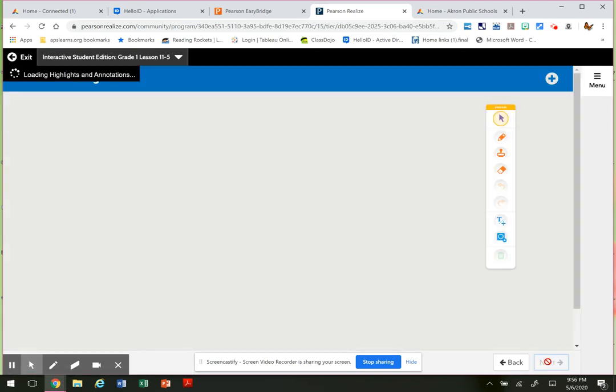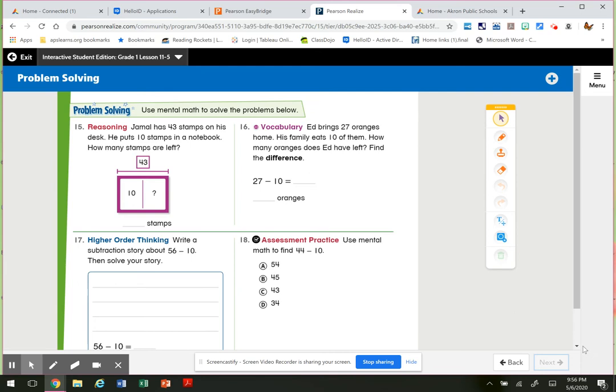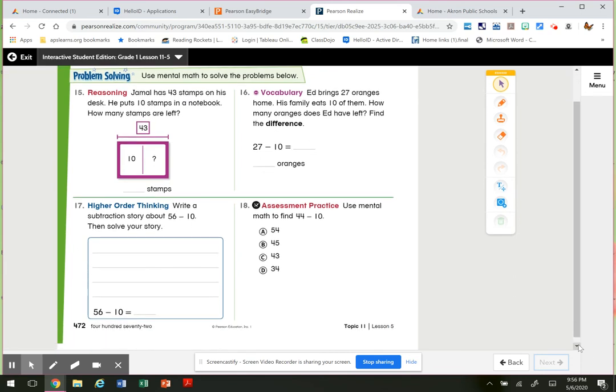Okay, this is our last page we're going to do together. All right, we're going to do numbers 15 and 16 together. We did these in the beginning of the year. You might not remember because it's been so long ago. This is a part whole. You remember part whole? Our whole is 43. And part of that 43 is 10. So let's read the question.